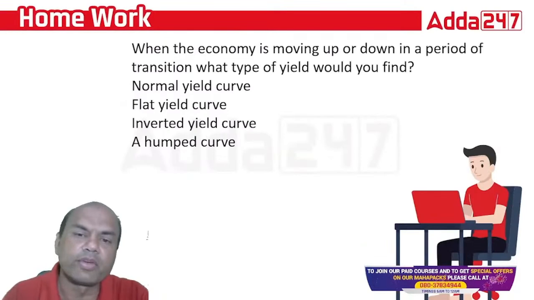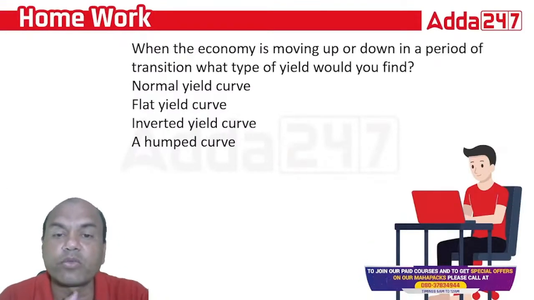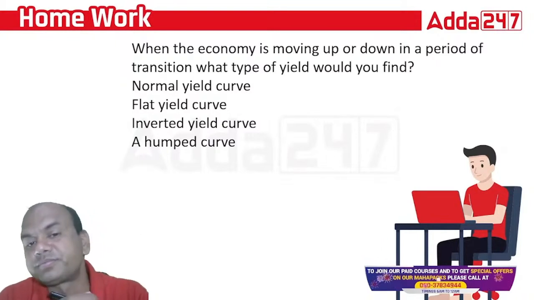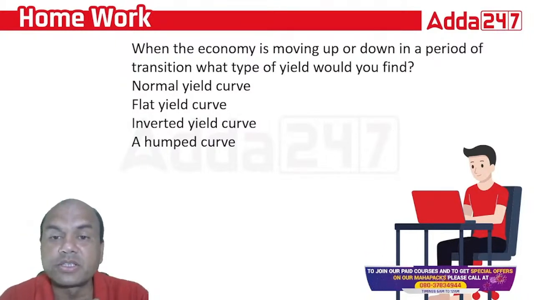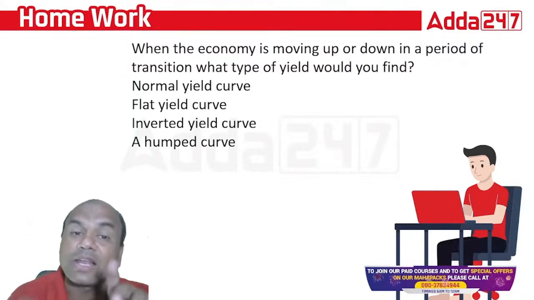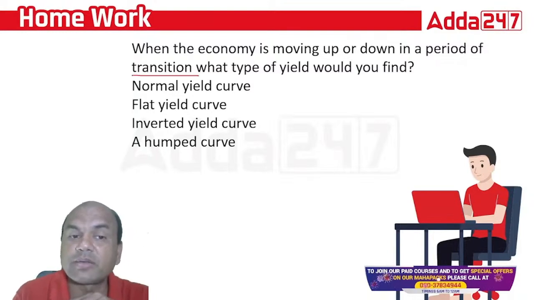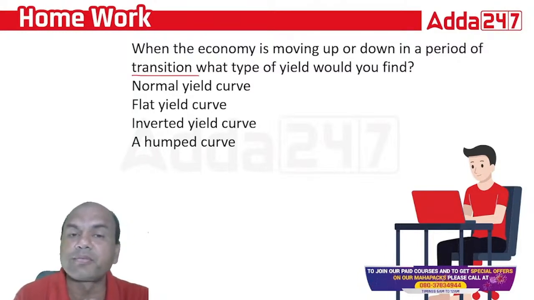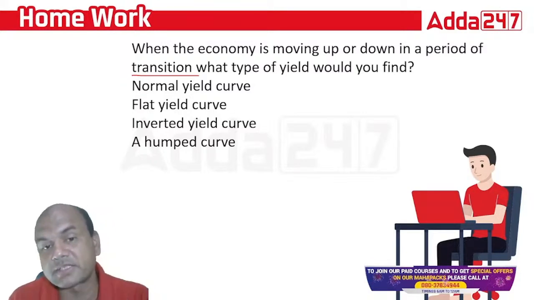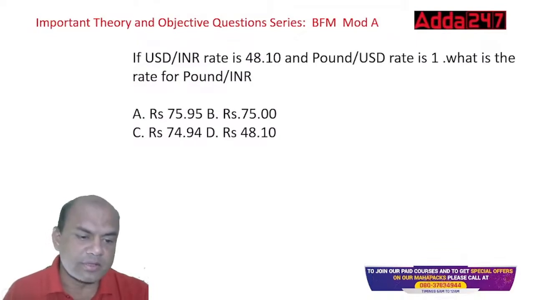One for your homework. When the economy is moving up or down in a period of transition, what type of yield curve will you find? Remember, we are talking of transition. Then which type of curve will you see? Normal, flat, inverted, or humped? Answer it in the comment section, and tomorrow we'll see it. Okay, so let's start with this first one.